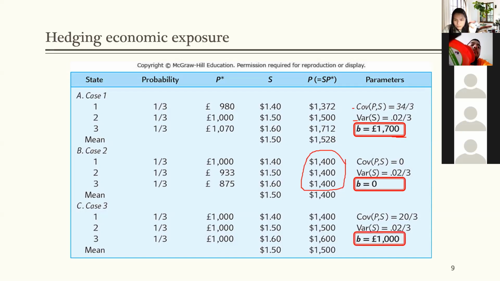In case number 3, beta is going to be exactly the size of the foreign asset value, which is 1,000 euro in this case. Okay, so if that's the case, then your problem will be simplified to a transaction exposure.